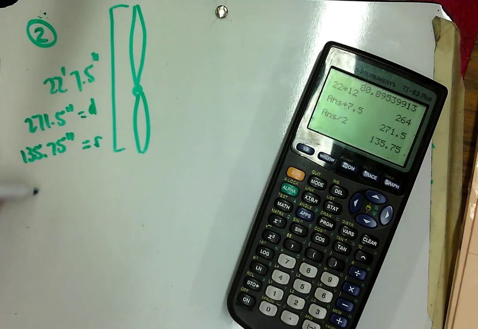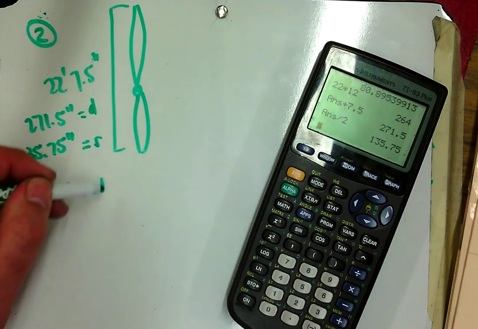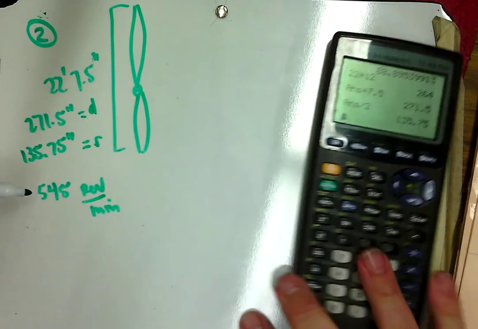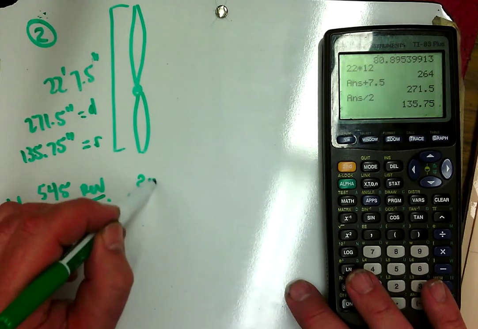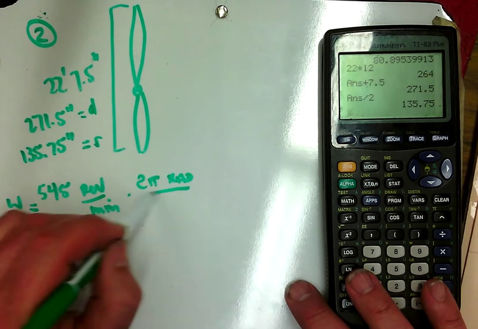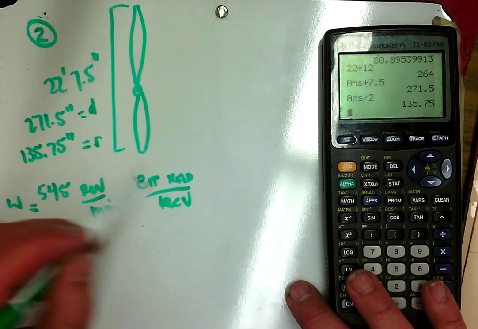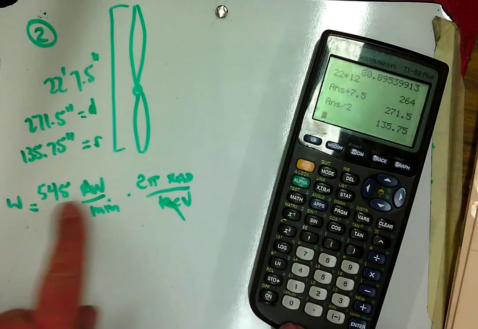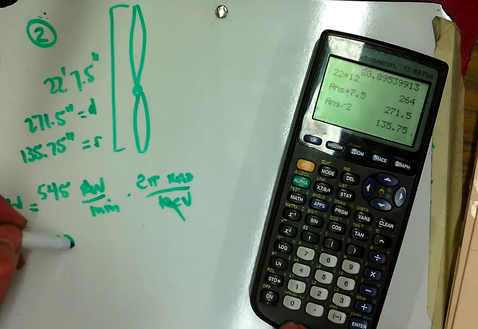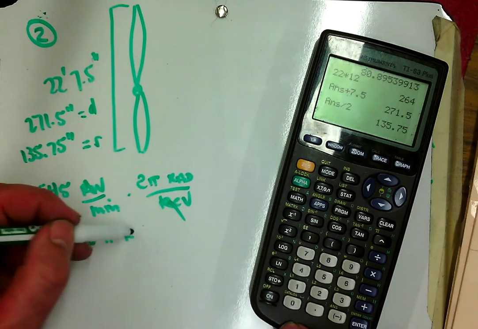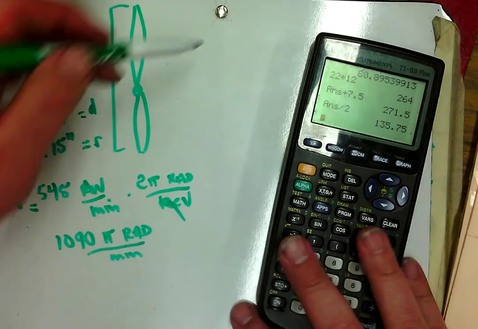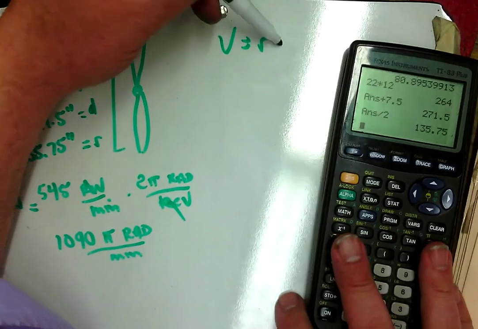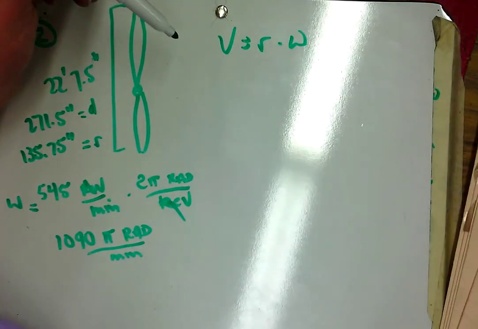Engines that turn the propellers at 545 revolutions per minute. Well, we remember that if we're dealing with angular and linear velocity, our angular velocity is measured in radians. So we need to convert this by multiplying by 2 pi radians per revolution. And so 545 times 2 is 1090 pi radians per minute. And we know that the formula linking linear and angular velocity is v equals r times omega.